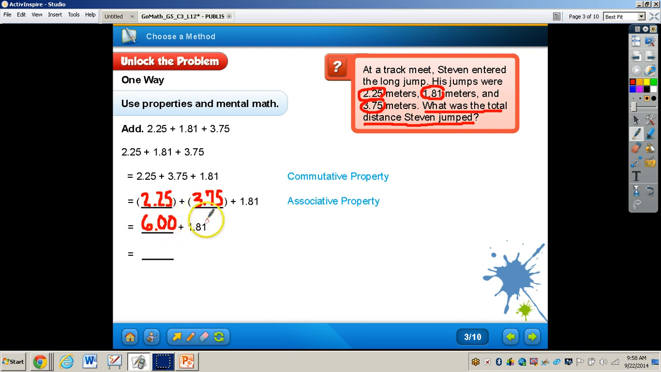Okay, so we can do this mentally here, and it's easy to see that 25 hundredths and 75 hundredths is going to equal 1. Okay, so we have the 1 there. We can carry the 1 over or regroup. And then 6 and 1 and 81 hundredths, so 81 hundredths plus 0 is going to give us 81 hundredths. Put our decimal point, 6 and 1 will give us 7. So by using the commutative or associative property, you can use mental math.